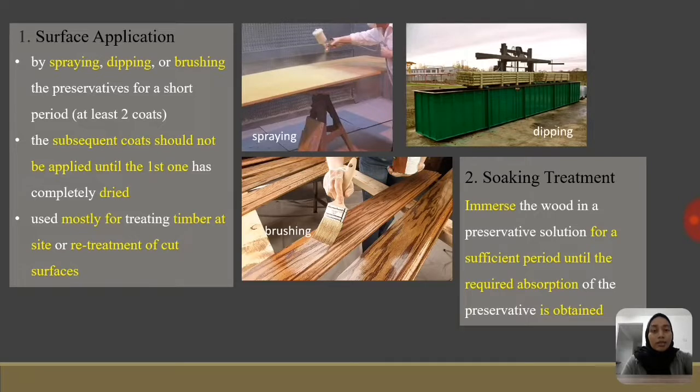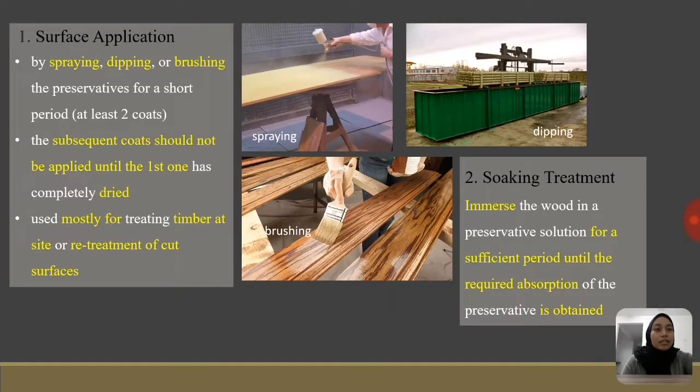The subsequent coats should not be applied until the first one has completely dried. This means, for example, if you want to apply shellac on the wood surface, you have to wait for the first layer to completely dry. Only then you can apply the second layer, because you want to get a nice looking wood surface. It is used mostly for treating timber at site or retreatment of cut surfaces.